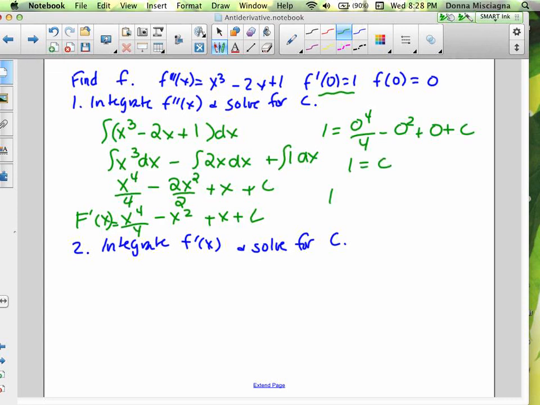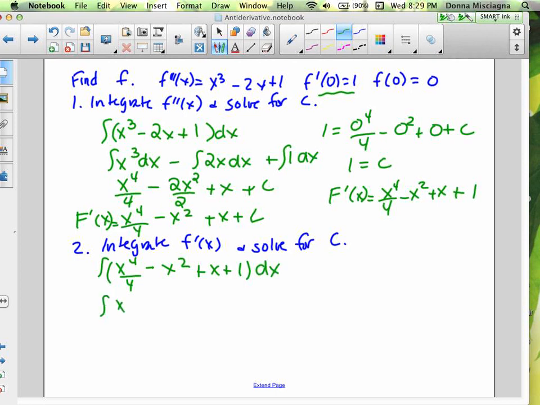And so our first derivative is 1/4 x to the 4th minus x squared plus x plus 1. And now if we integrate that, minus x squared plus x plus 1 dx. All right, so we're going to integrate x to the 4th divided by 4 and x squared and the x, and of course the 1. I don't really need to write 1, I can just put dx.